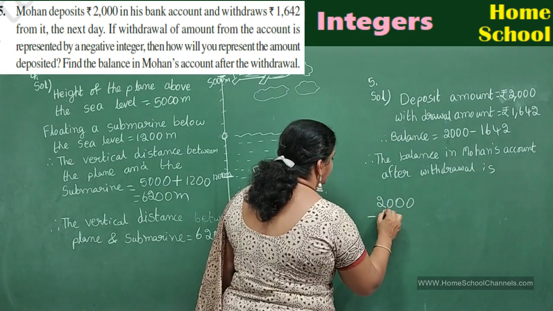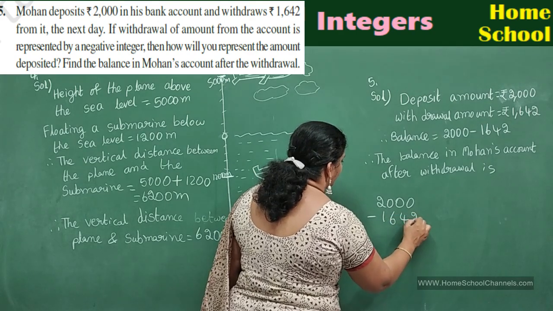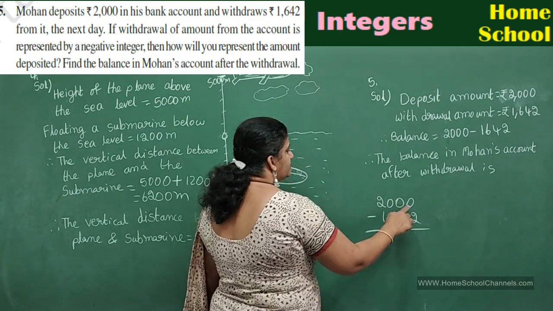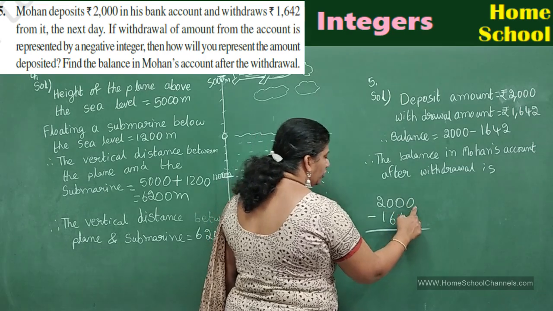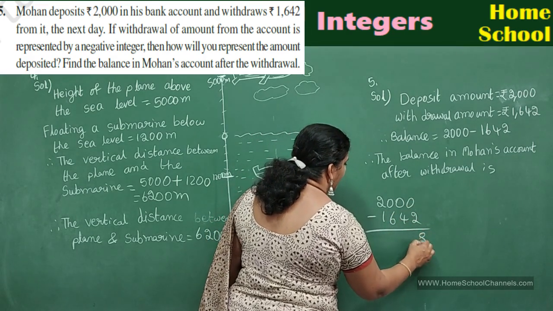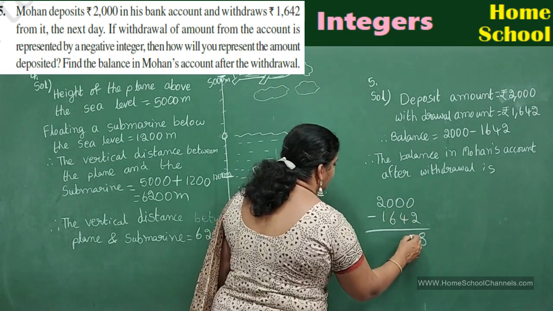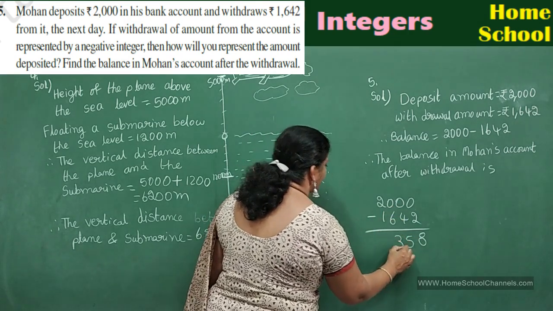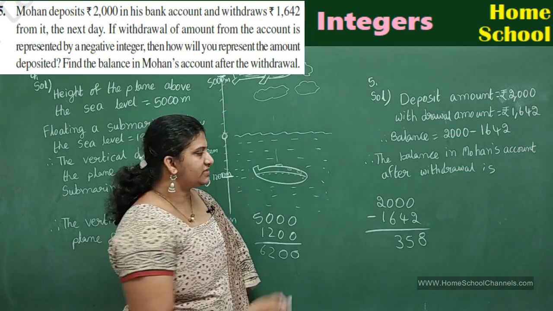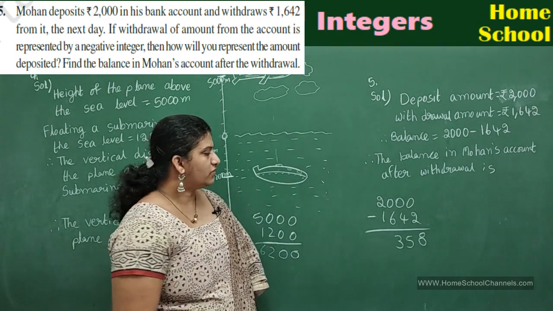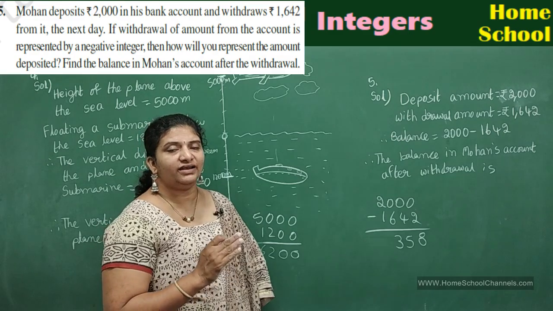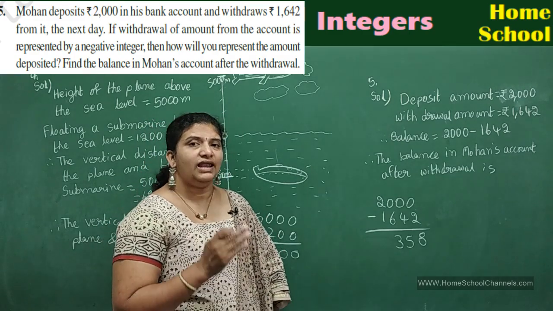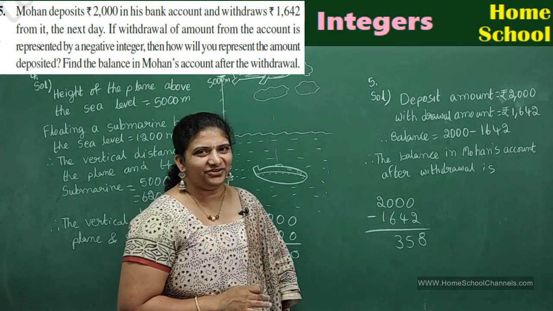So let us do the subtraction here. 2000 minus 1642. Okay. 0, that means here take a borrow, 10. 10 minus 2 will be 8. 9, 9 minus 4 will be 5. 9, 9 minus 6 will be 3. Okay. 1 minus 1 will be 0. So what is your answer here? 358 rupees left in Mohan's account.